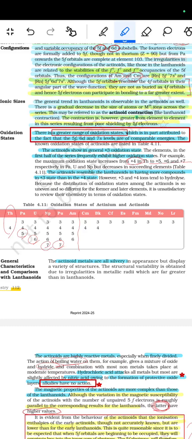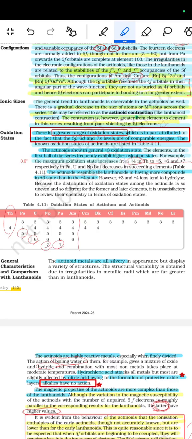Then comes oxidation state. There is a greater range of oxidation states, which is partly attributed to the fact that the 5f, 6d, and 7s levels are comparable in energy. The known oxidation states of the actinoids are listed in Table 4.11. The actinoids show in general +3 oxidation state. The elements in the first half of the series frequently exhibit higher oxidation states.